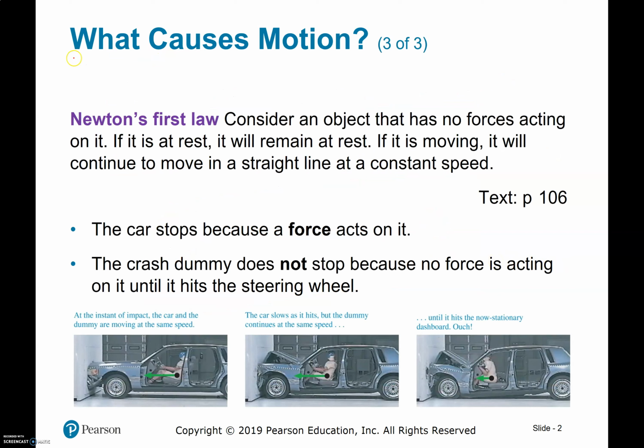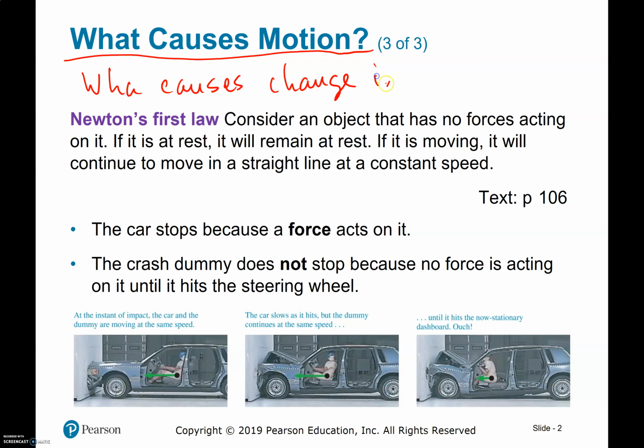So let's start with answering the question. Actually, the question here is a little misstated, so I would write it better as: what causes change in motion? So that's the question that we want to answer, right? There are three laws that we use to explain this. These are called Newton's laws. So let's start with the first law.